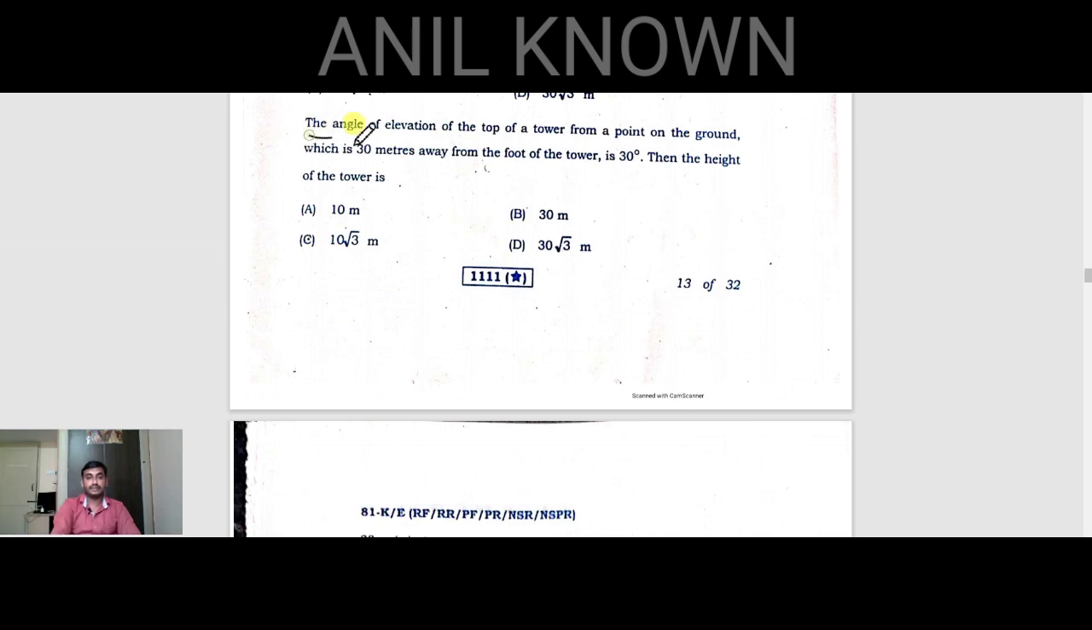Next question: the angle of elevation of the top of a tower from a point on the ground which is 30 meters away from the foot of the tower is 30 degrees, then the height of the tower is? Very simple. There is a tower, the distance from the foot of the tower is 30 meters and it has an angle of elevation of 30 degrees. This is the question. Very simple, we have to find the height of this tower.